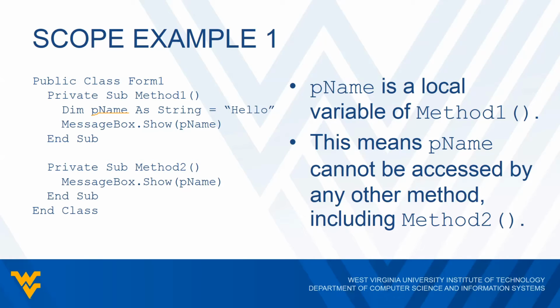This includes method 2. So we see we're trying to access pname right here in method 2, but because it is a local variable for method 1, we're not allowed to do this. So if we were to try to write up this code and then run it, we're going to see that this does not work. So we're not allowed to do this.